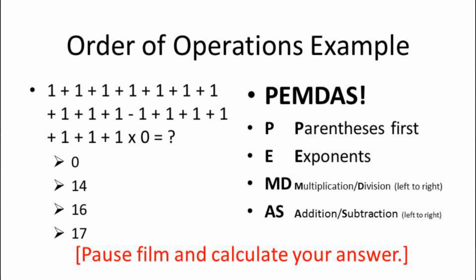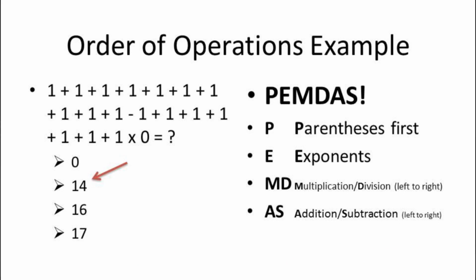So if you want to give this example on the slide a try, go ahead. The answer is 14, because first you have to do the 1 times 0, and that equals 0. Then you add up all the numbers, and don't forget the minus sign in between the problem, and once you add up all those ones, you get 14.